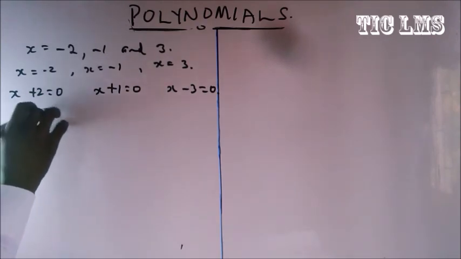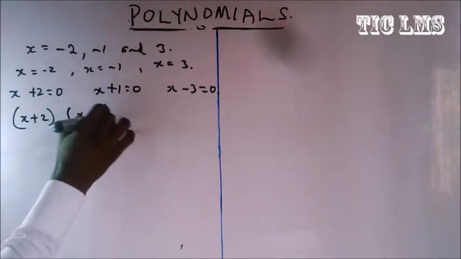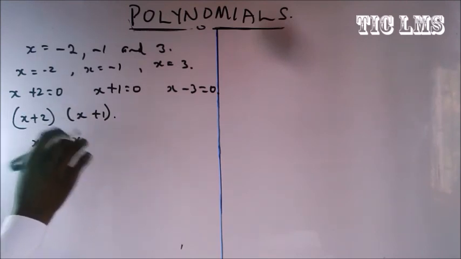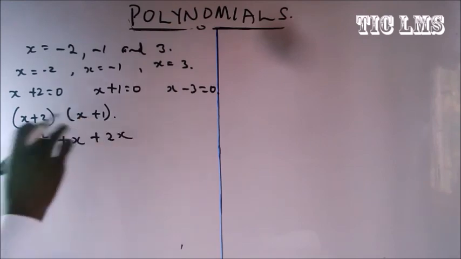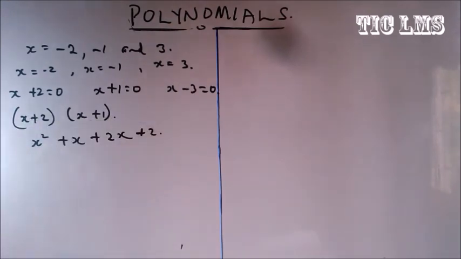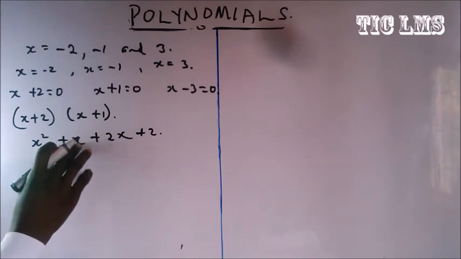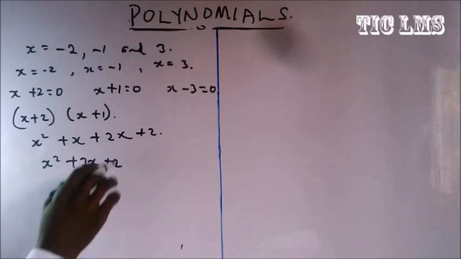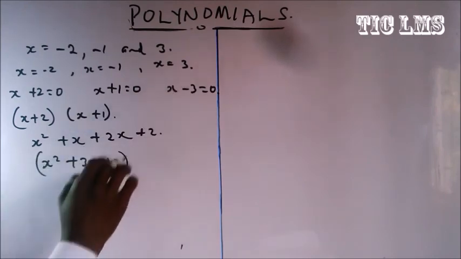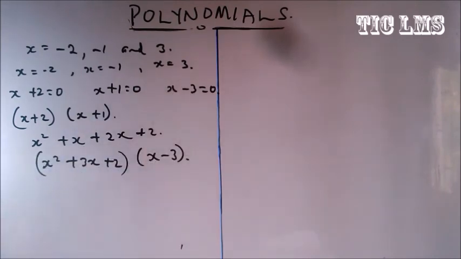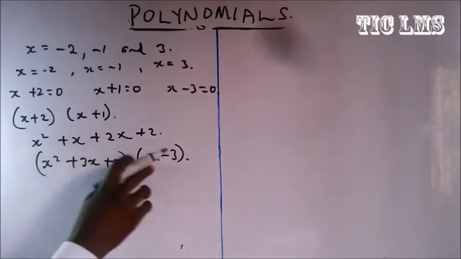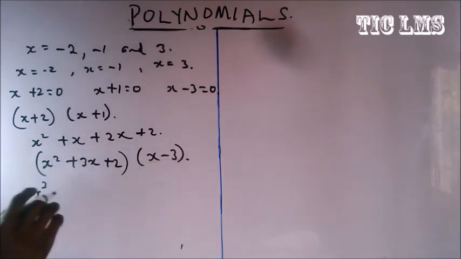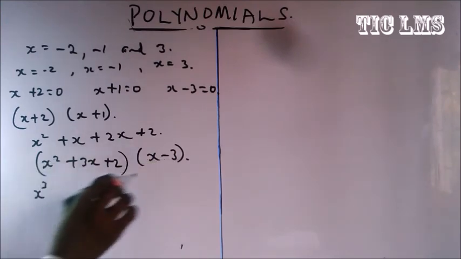So we have x plus 2 multiplied by x plus 1. X times x gives x squared, x times 1 gives plus x, 2 times x gives plus 2x, and 2 times 1 gives 2. Next we have x squared plus 3x plus 2. And next we'll use this to multiply this, that's x minus 3. So we have x squared times x, that's x raised to the power 3. x squared times minus 3.